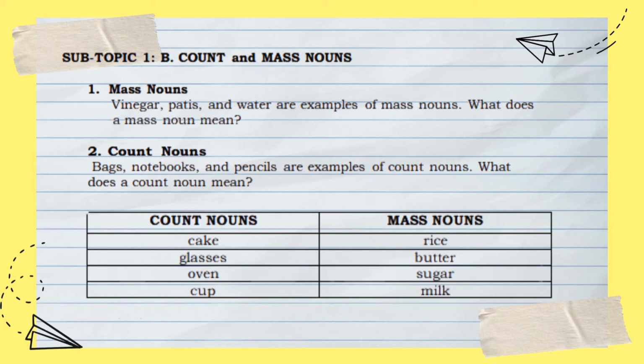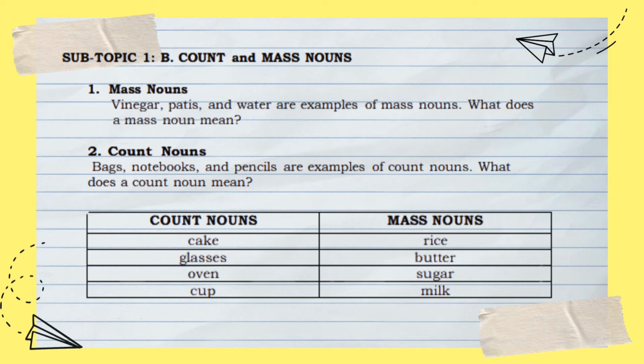Now we have the count nouns. So examples of count nouns, we have bags, notebooks, and pencils. So these are examples of count nouns. Now, what does a count noun mean? So based on the examples. So another table, for count nouns, we have cake, glasses, oven, and cup. For mass nouns, we have rice, butter, sugar, and milk.